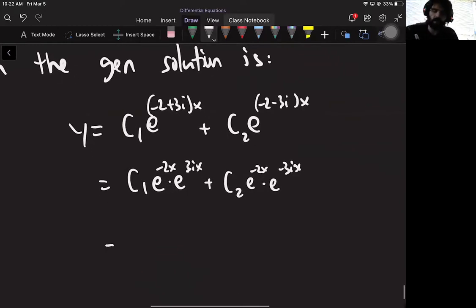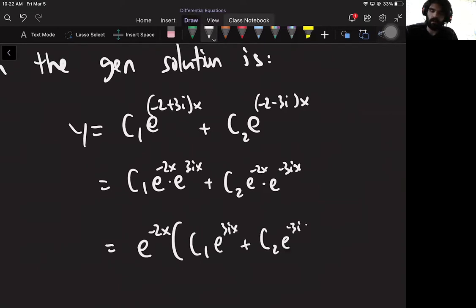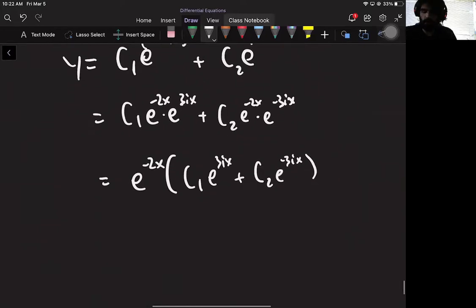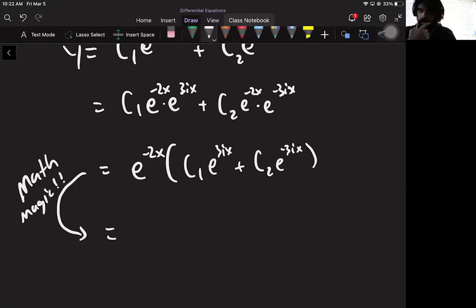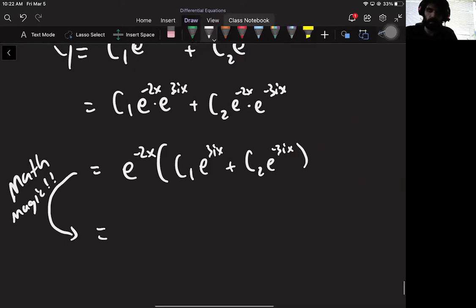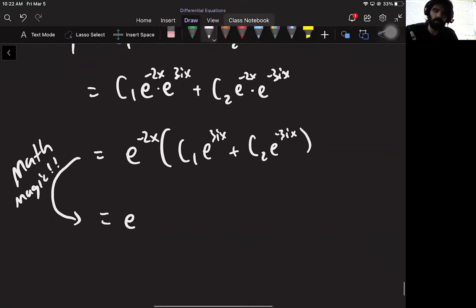So I can factor out this e to the negative 2x. And now I'm going to invoke some more math magic, meaning I'm going to use something about complex numbers that you may not have learned, but you can look up if you would like to learn about it.